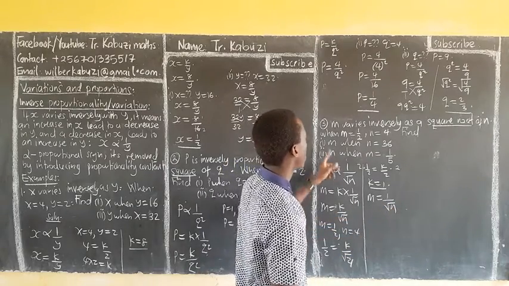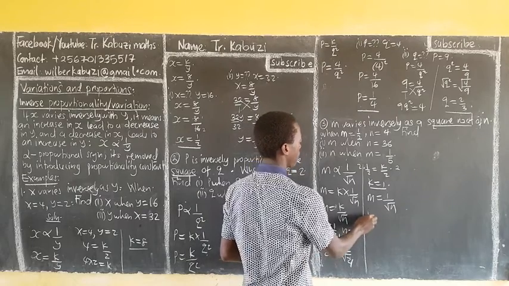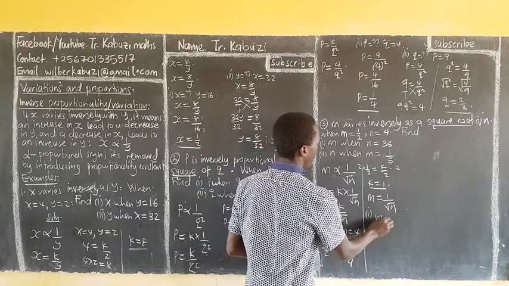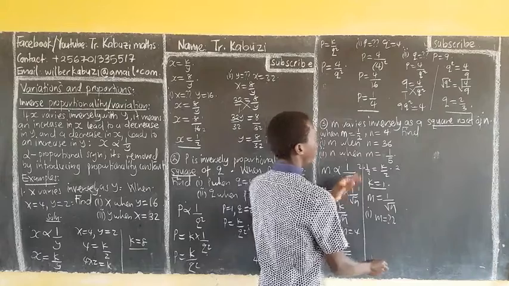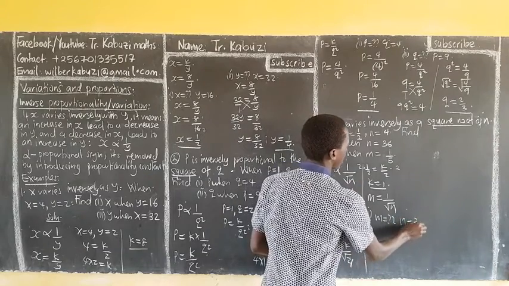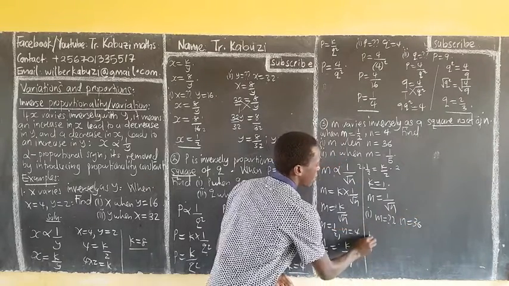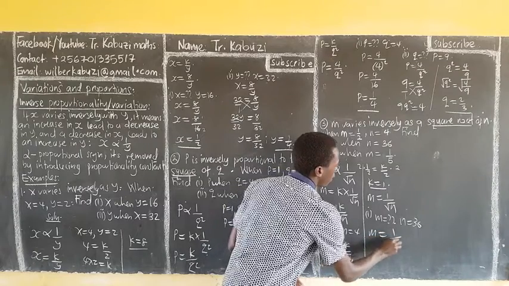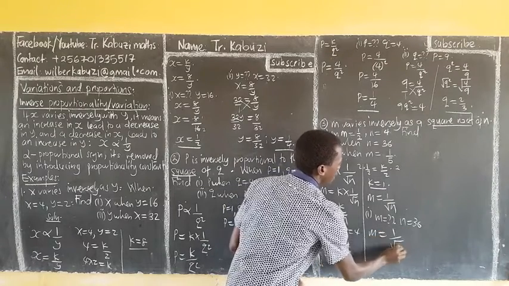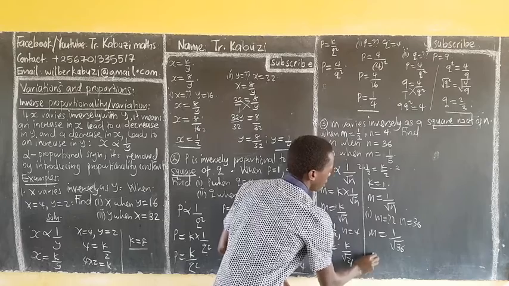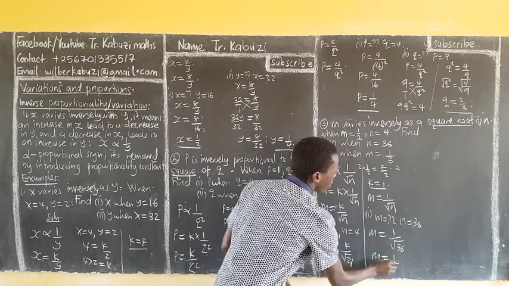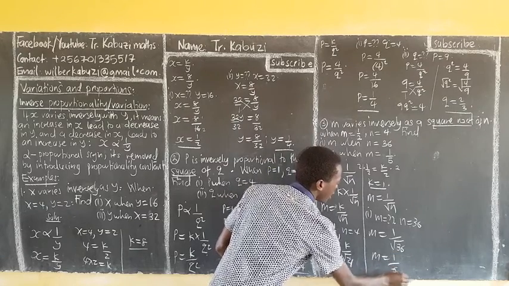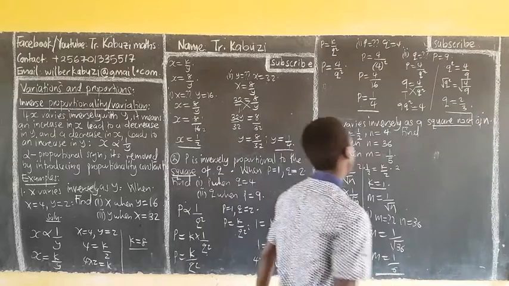Now number 1, they want me to get m when n is 36. So just substitute into the formula. Our m will be 1 over the square root of 36, which is 1 over 6. So we leave it there.